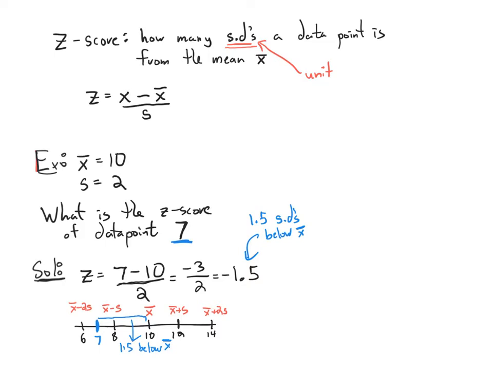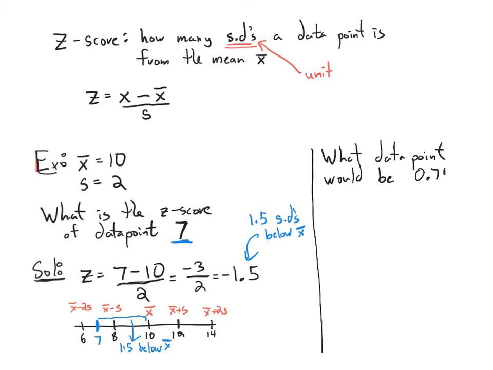Let's do one more problem. We'll use the same data set that has a mean of 10 and a standard deviation of 2. So what data point would be, let's say, 0.75 standard deviations above the mean? So maybe pause the video now and see if you can figure this out here.